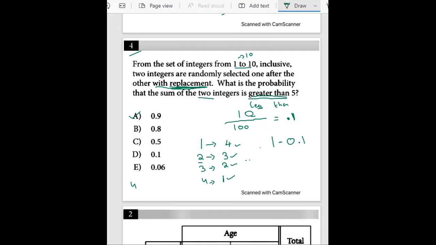So did you understand this question, both of you? Yes, ma'am. Ishan, what about you? Yes, ma'am. Okay.